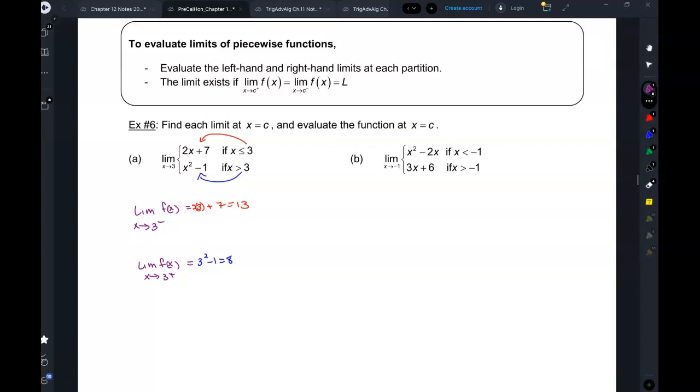Because these two are not equal to each other, we say, therefore, the limit of f of x as x approaches 3 is equal to DNE, right? It does not exist.